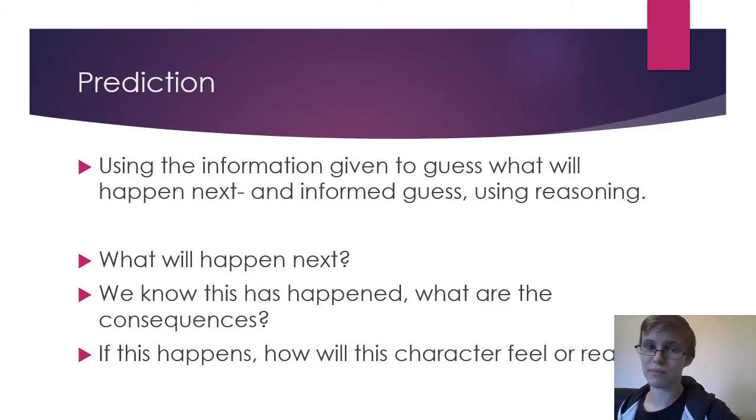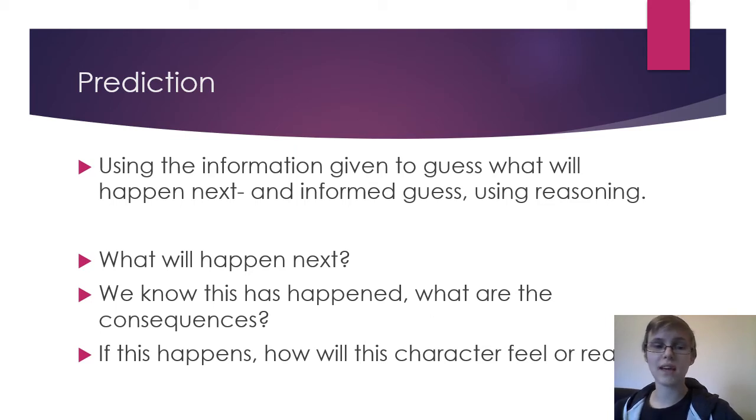Prediction is our next one. When we predict, we use the information that has been given to us to guess what will happen next. We call this in class an informed guess, and we use our reasoning to work out what's happening. So if somebody has predicted that, oh, I think because this person went here, another person went there, we're having to explain our answer and use our inference to work out how we get to that point.